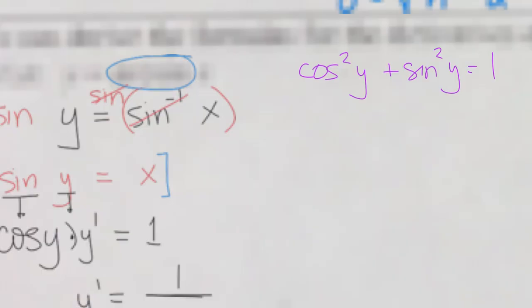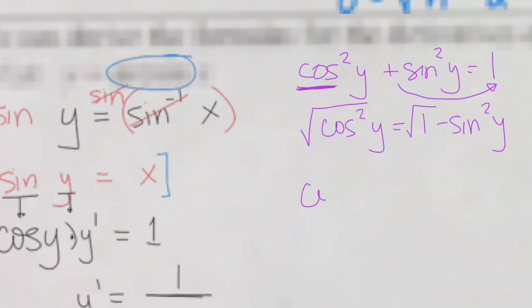Okay, and because I have cosine down here, I want to solve this equation for cosine. So let's do that. We're going to subtract the sine squared to that side. Cosine squared y equals 1 minus sine squared. Okay, that's true. How do we solve a square? Take the square root. So the cosine of y is the square root of 1 minus the sine squared of y.